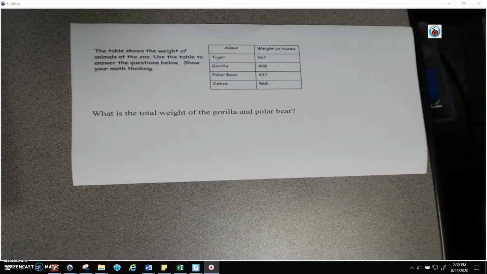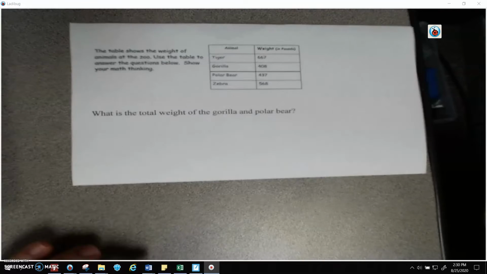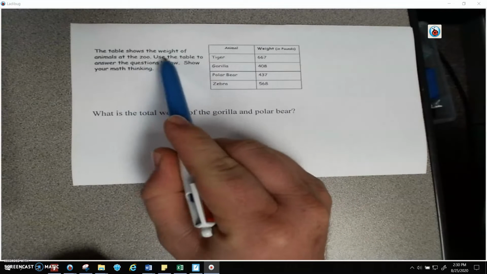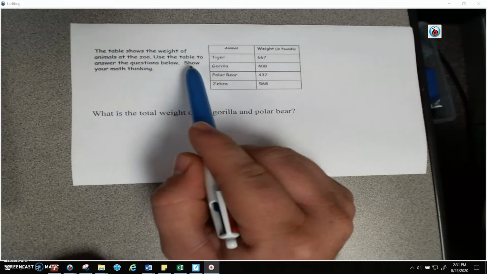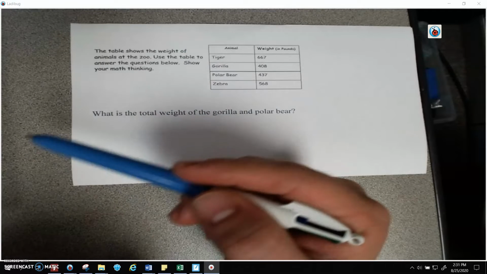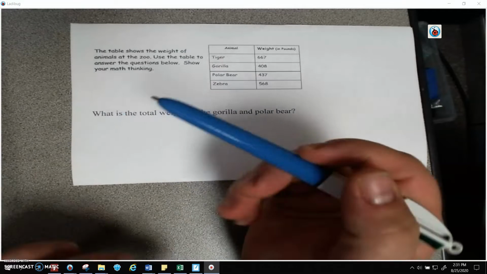Today we're going to be using a different strategy to add. We are going to be using expanded form, which I know is something that you have used before. So let's look at the problem. It says the table shows the weight of animals at the zoo. Use the tables to answer the questions below. Show your math thinking. Alright, so our math thinking today is going to be that expanded form.